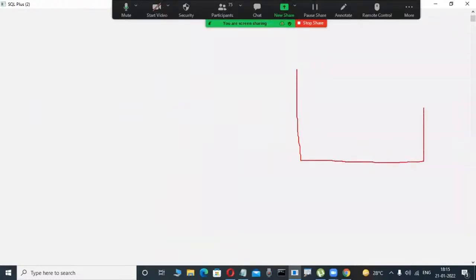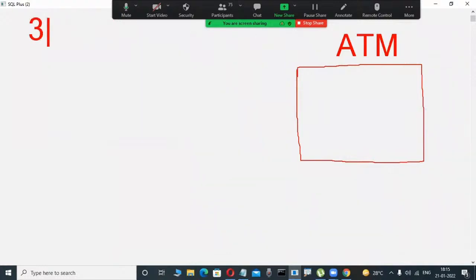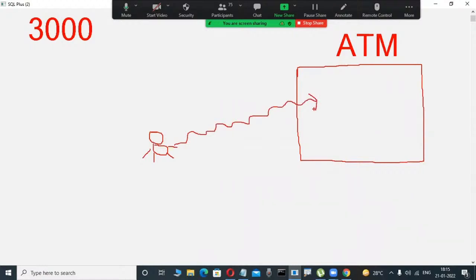This is an ATM machine, for example. One scenario I'm telling, that's enough. Now what is my balance in my account? 3000 is the balance. Today I decided to withdraw some amount, for example. Suppose I'm going to the bank. This small scenario is easily understandable, even for a non-technical person. I'm going to some ATM center, for example, and I decided to withdraw money.